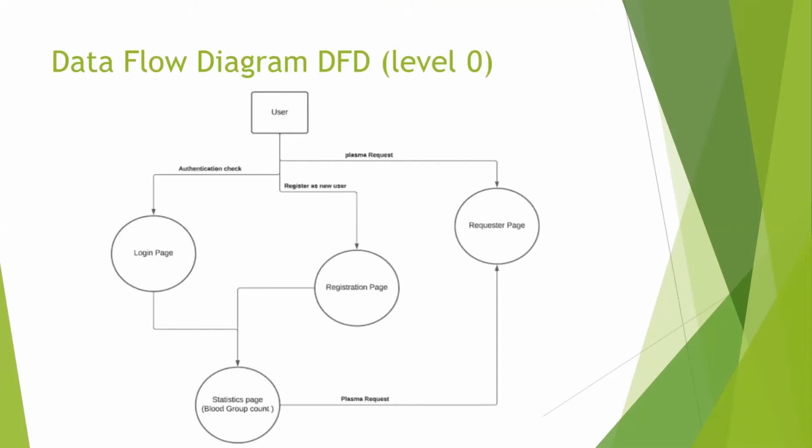This is the level 0 data flow diagram for this project. The user will interact with three pages: the login page, the registration page, and the request page. In the login page, an authentication check will be done to see if the user has been registered previously, or else he can register himself as a new user. In the request page, the acceptor who wants to accept plasma can request a donor for the particular blood group. After the login page and registration page, it will be linked to the statistics page, in which the blood count of each blood group is mentioned.